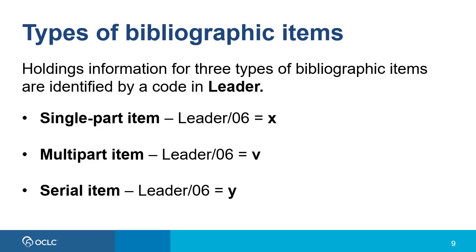A multi-part item is an item which is complete or intended to be complete in a finite number of separate physical parts. For example, a set of maps, a musical score with parts, a 10-volume encyclopedia, and so on. And this would be identified by code V in Leader 06. A serial item is an item issued in successive parts at regular or irregular intervals and is intended to be continued indefinitely. For example, a journal or a serial update service to a loose leaf publication. And this would be identified with code Y in Leader 06.